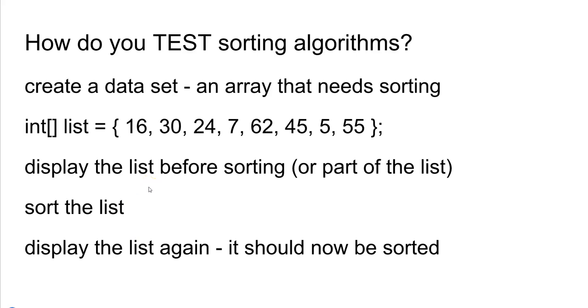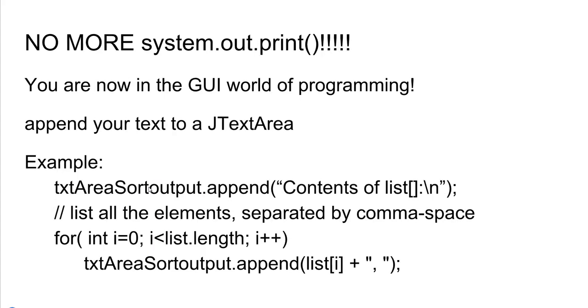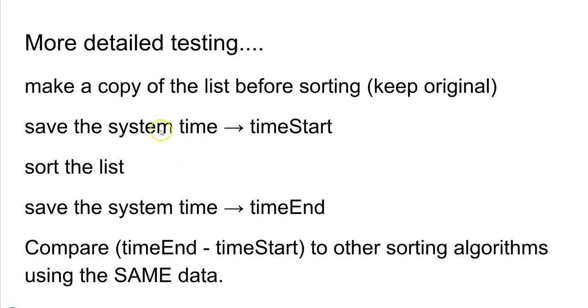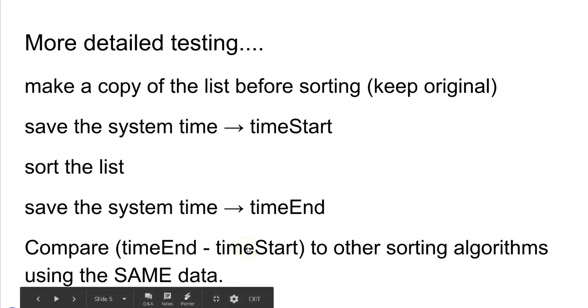But like you were saying, sometimes we want to find out how fast it is. So we may save the system time in order to have some kind of a clock, and then sort the list, and then save the system time again into a different variable. And the time it took is the difference between those two system time values. And then I can run another sorting algorithm and see how that one does.